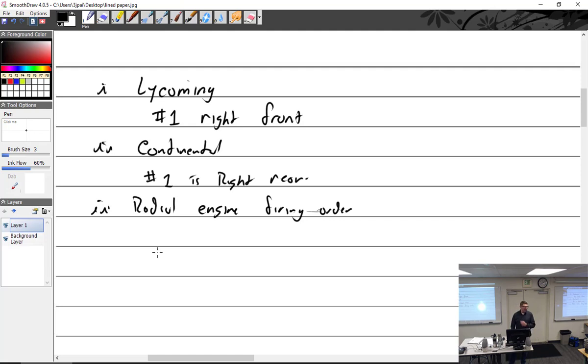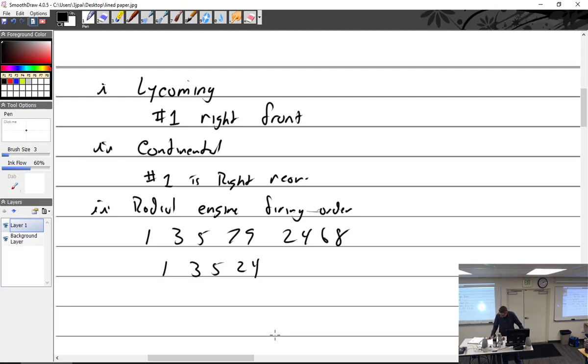Firing order. All right, if I have a 9-cylinder radial engine, what's the firing order? 1, 3, 5, 7, 9, there we go. What if it's a 5-cylinder? 1, 3, 5, 2, 4. What if it's a 6-cylinder radial engine? That's not possible, unless it's two rows. That's two rows of 3.